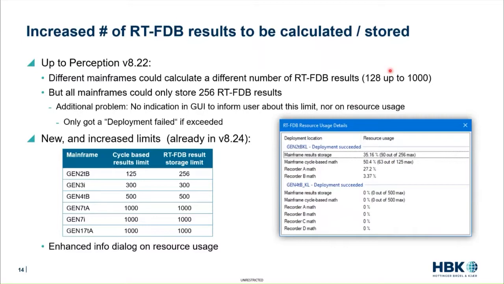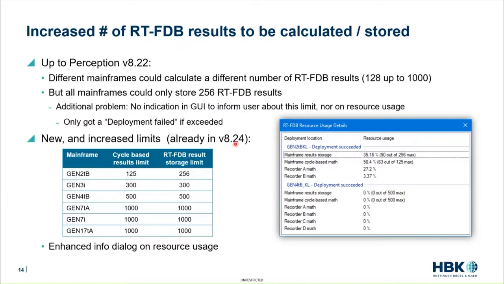And those varied from 128 to 1,000. But in Perception version 8.22 and earlier, the mainframes could only store 256 data results. If you tried to go above that, created formulas, and activated storage, the deployment of those formulas failed, but we didn't really give you information about why.